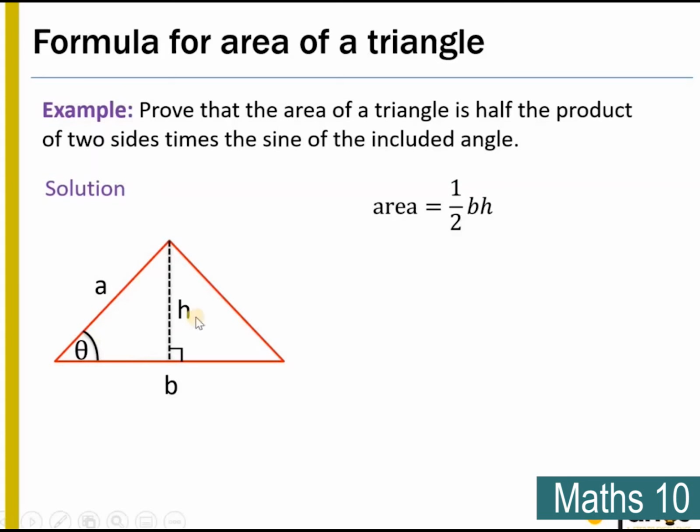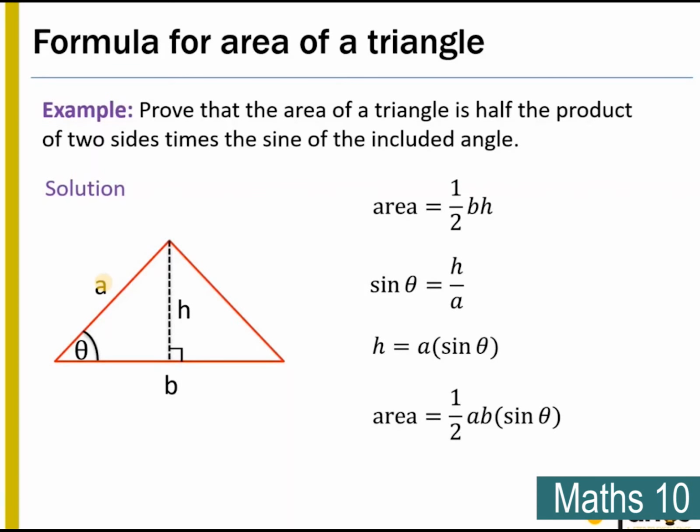What we need to do now is rewrite H in terms of A, B and theta. We know that sine theta is opposite over hypotenuse, which is H over A. So we can rewrite H as A times sine theta. So the area of the triangle is a half times A times B times sine theta.